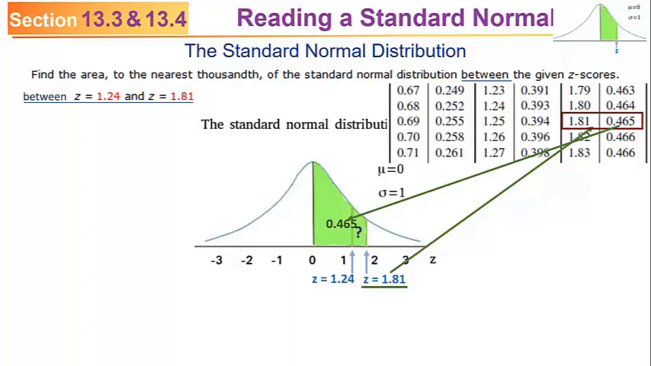Well, that's more than the area you want. You've got too much. You need to take some away. Well, how much do you need to take away? Well, you need to take away the part that goes from 0 to 1.24. So, the light bulb should come on.